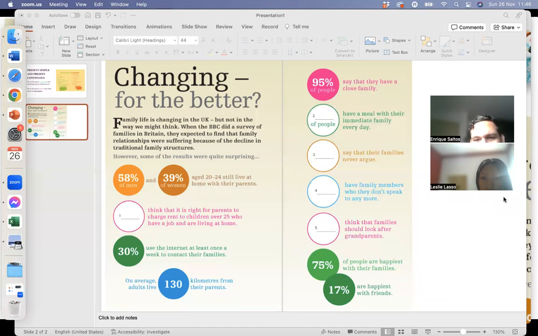Number two is have a meal with their immediate family every day. It's 60%. Okay. Who has number three?